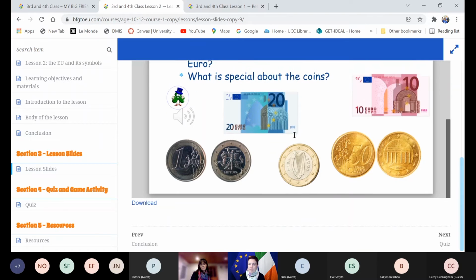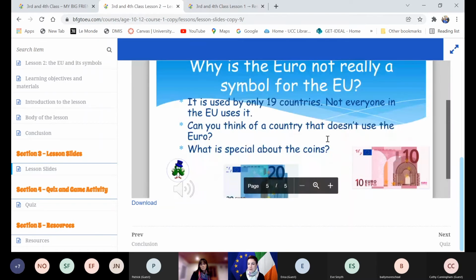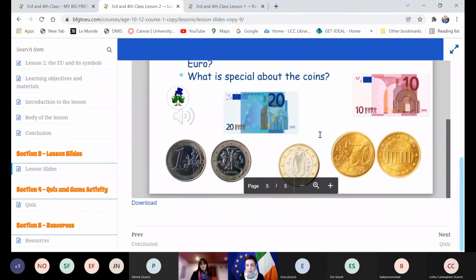And here you can bring a set of coins, now bear in mind it's noisy when you do that, but you can bring a set of coins and get them to look at the back of the coins, the different images that are on one side, and then when you flip the coins, the front is exactly the same except for the value. But you can see here that the map of the EU is here.